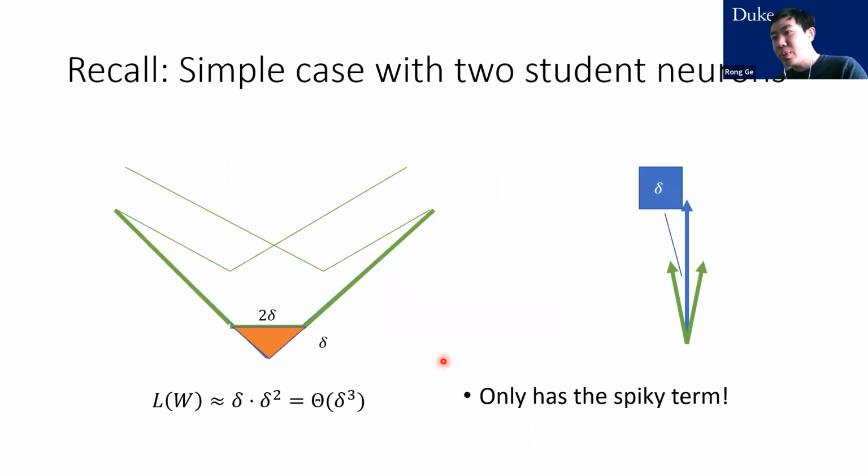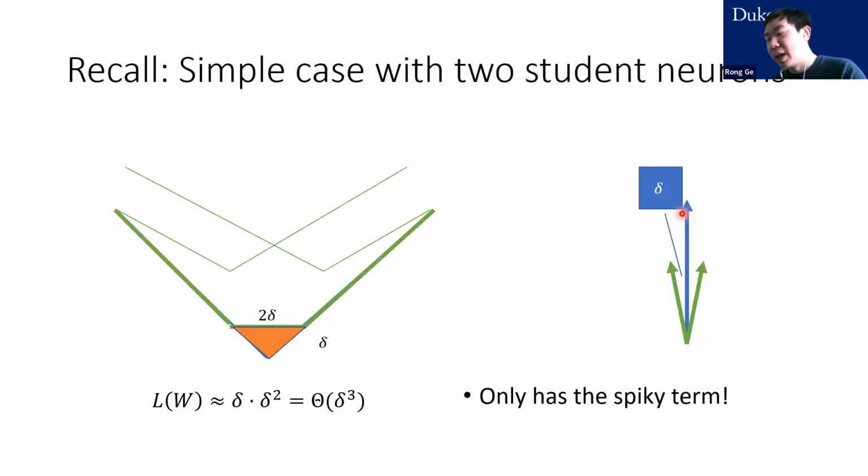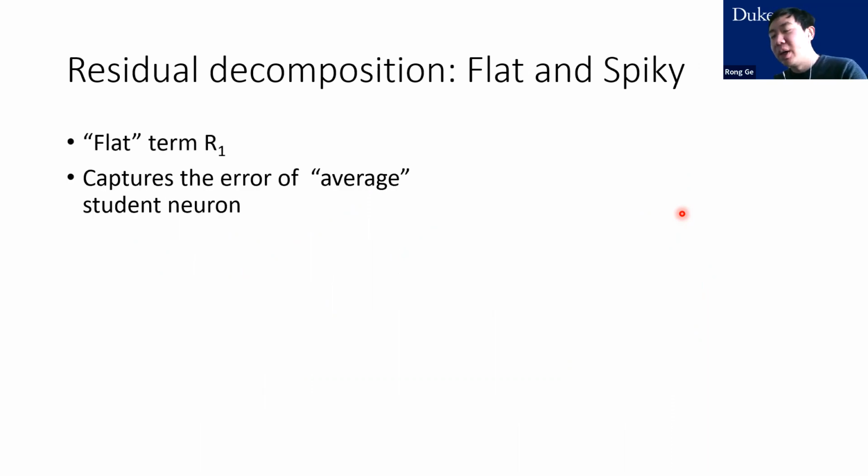If we recall the simple case with two student neurons, in this case, the average of the two neurons is actually exactly equal to a teacher neuron. So it does not have the term R1, which we call the flat term, and it only has the term R2, which we call the spiky term. The benefit of decomposing things into flat and spiky terms is that the flat term captures the error of an average student neuron.